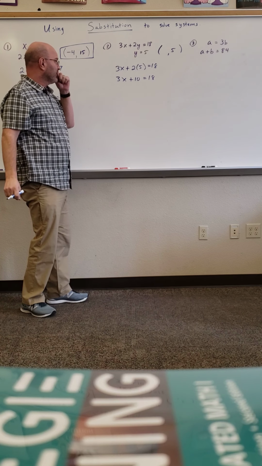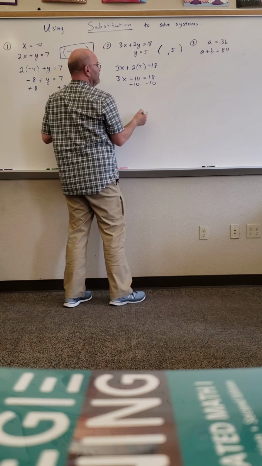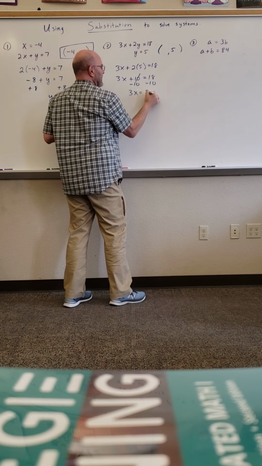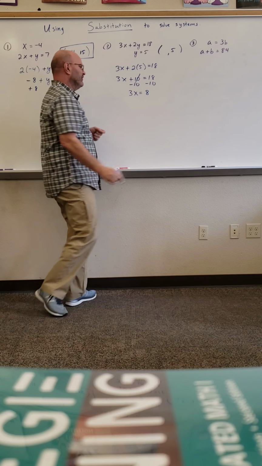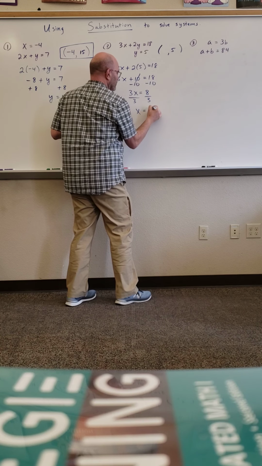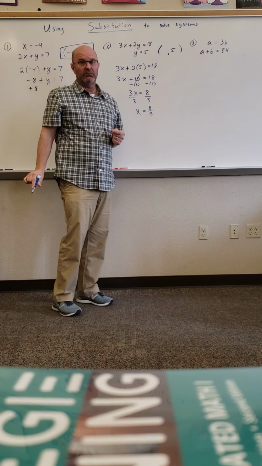In our attempt to get x by itself, I'm going to subtract 10 from both sides. When I do, the 10 and -10 drop out, giving me 3x equaling 8. And now I'm left with that last step of division. Divide both sides by 3. We're getting x equals 8/3. All right, this is not a whole number.